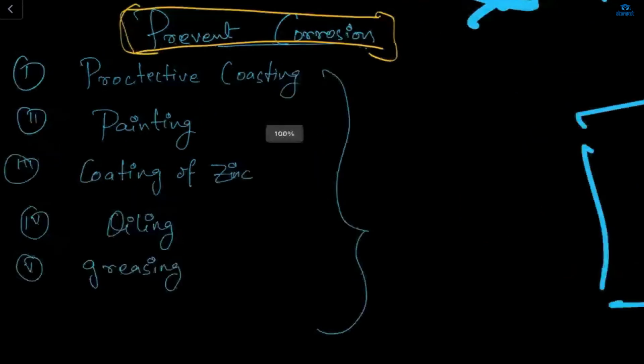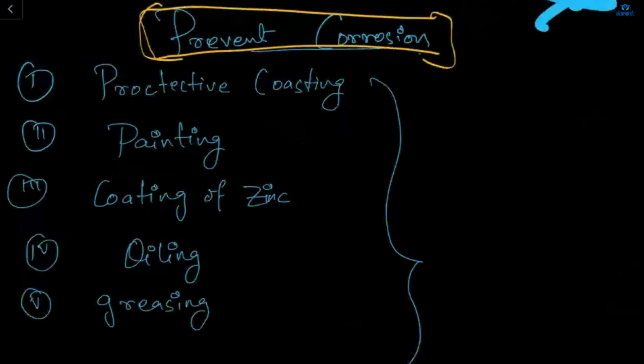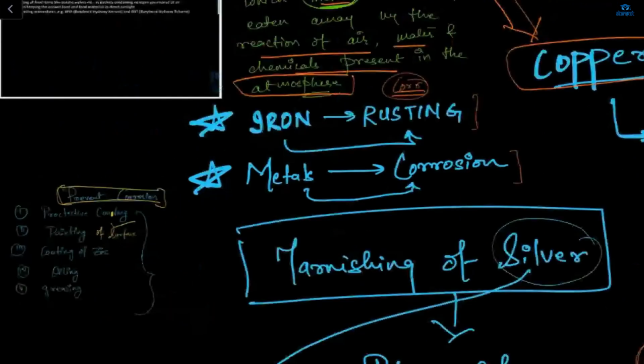Okay, I'm sorry. So how to prevent corrosion? We can use a protective coating. We can do painting of a surface, oiling, greasing, and coating with zinc. So these all we can do to prevent corrosion.